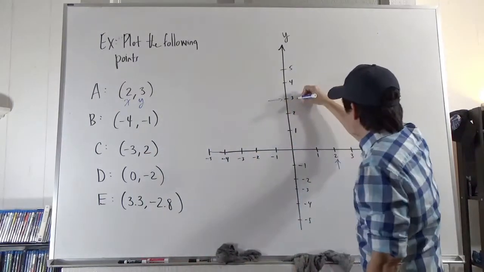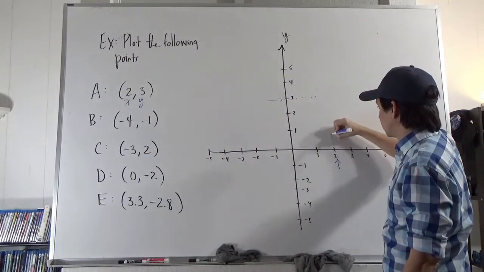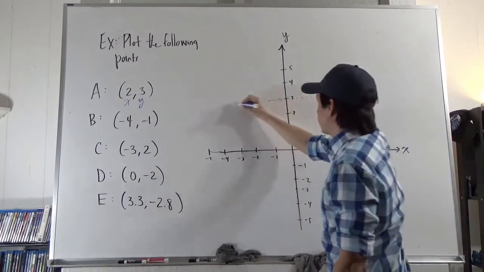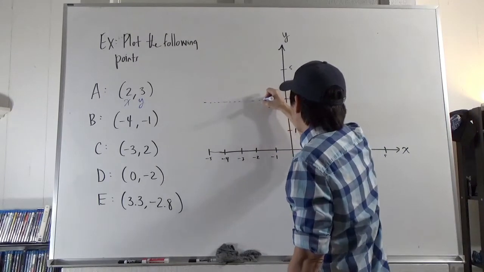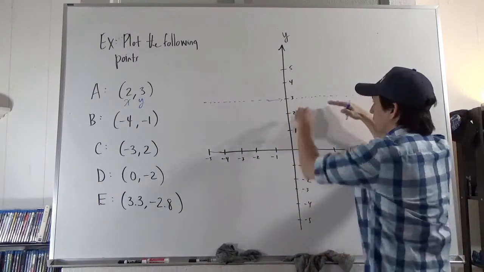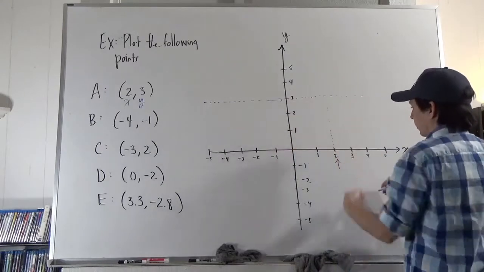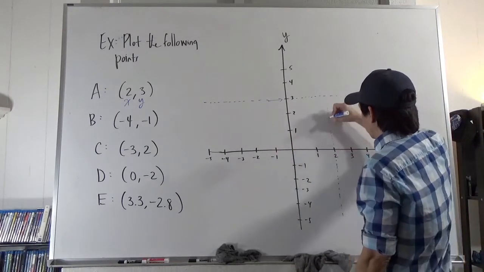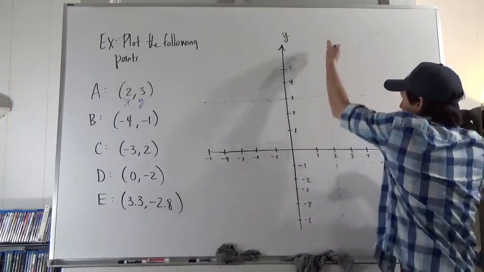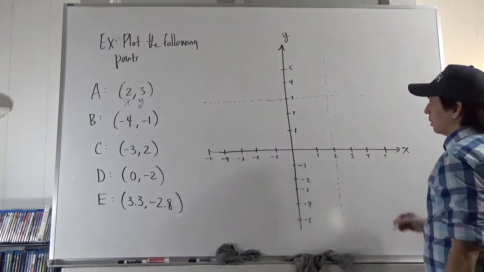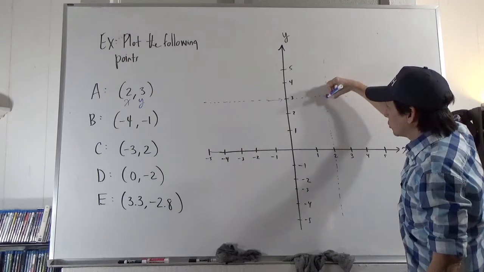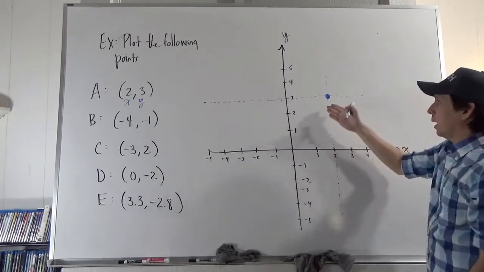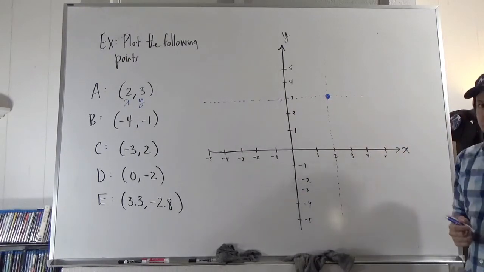And so we're looking for where these meet. This horizontal line right here is all the points that have Y coordinate equal to 3. This vertical line I'm drawing here contains all the points that have X coordinate 2. And the point that specifically has X coordinate 2 and Y coordinate 3 is where those lines would intersect.